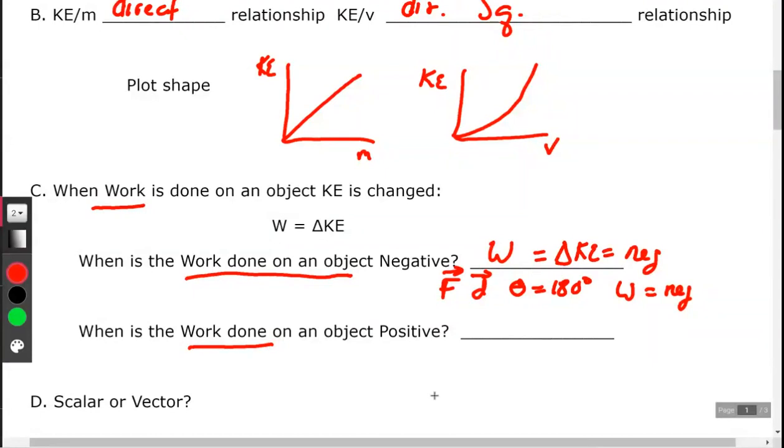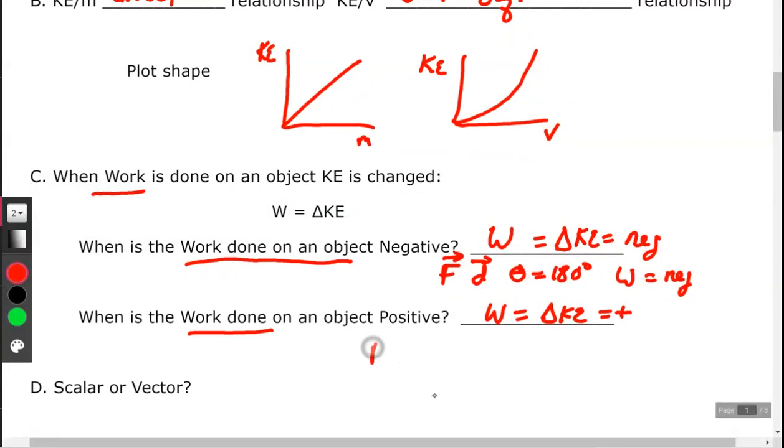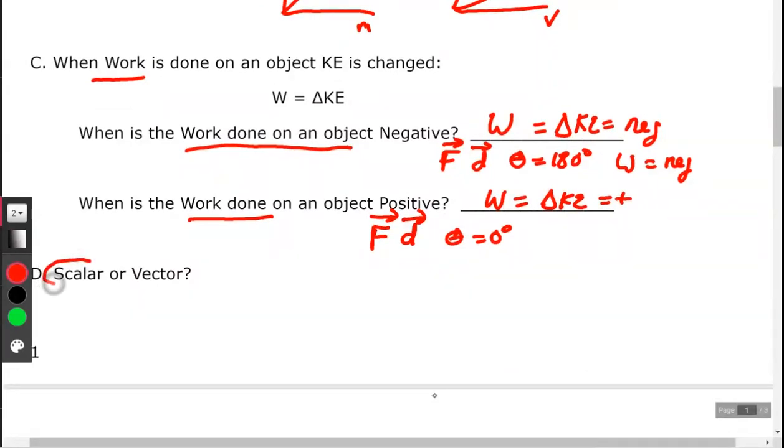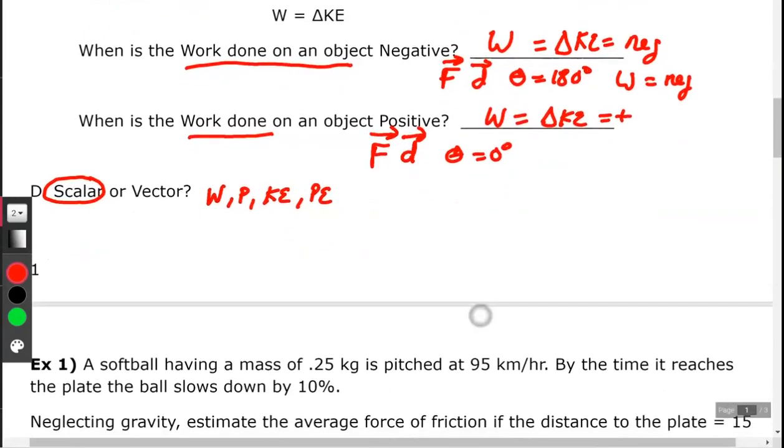When is work positive? When the work causes a change in kinetic energy that is positive. So when you throw the baseball, you're increasing its kinetic energy, you're doing positive work. The direction of the force and the direction of displacement are in the same direction, so the angle between the two is 0 degrees. Everything related to work and energy is a scalar. So work is a scalar, power is a scalar, kinetic energy is a scalar, potential energy is a scalar, everything related to work or power and energy is all scalar.